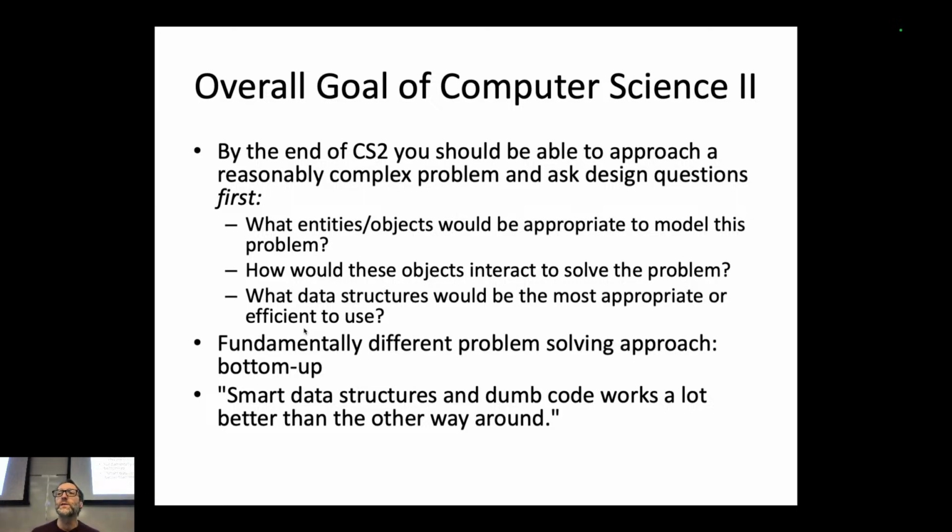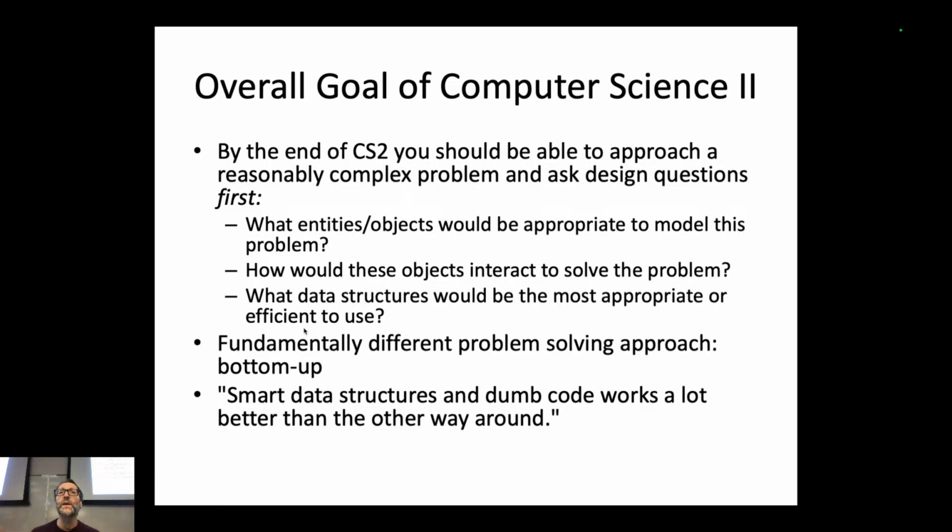In Computer Science 2, at the end of Computer Science 2, you should be able to approach a reasonably complex problem, the same thing, but ask design questions first. So instead of a top-down solution, you're going to go with a bottom-up solution. What entities or objects should I design first in order to model the problem? How are these objects going to interact with each other in order to solve another part of that problem? And what data structures can I just pull off the shelf so that it would be trivially solvable?